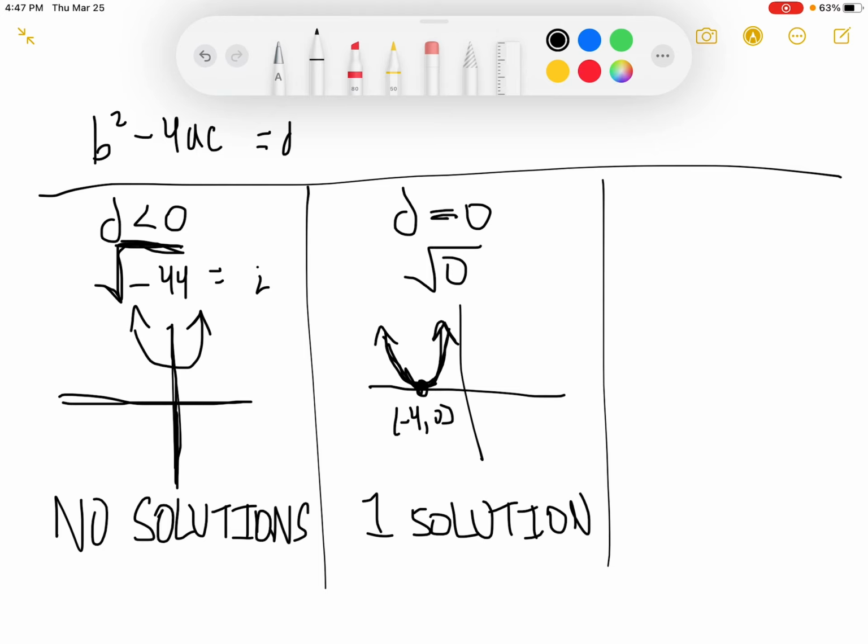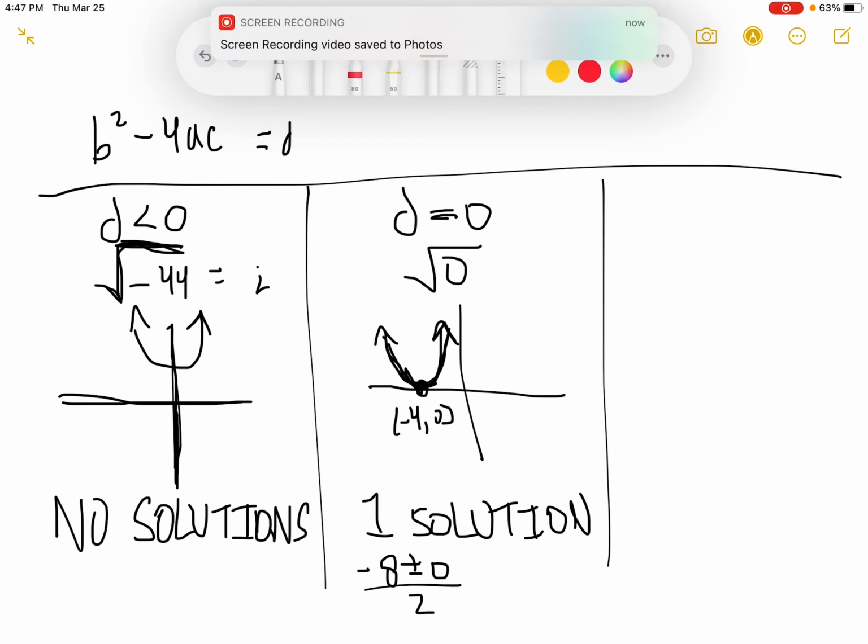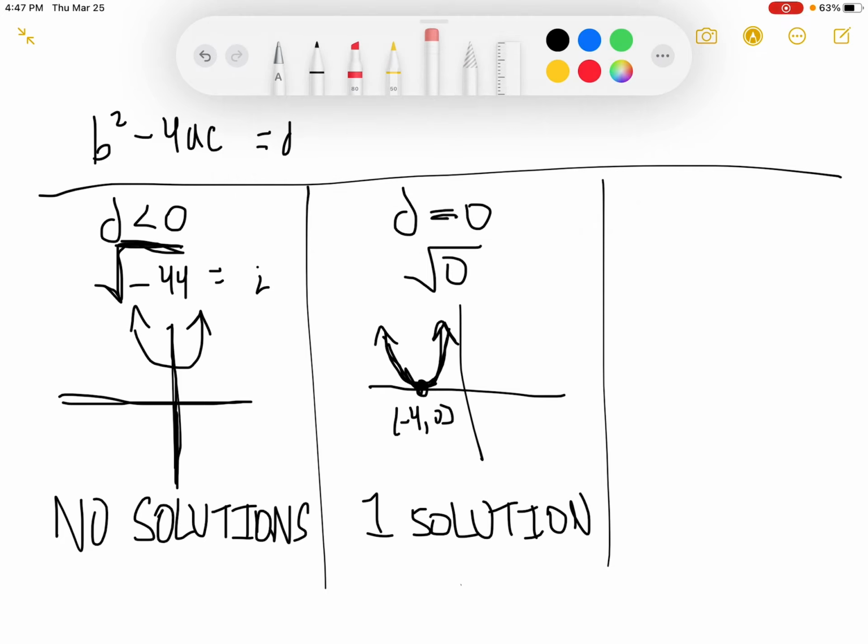That would mean that, let's say we had negative b, which was negative 8, plus or minus 0, divided by 2. So negative 8 plus 0 is negative 8, divided by 2 is negative 4. Negative 8 minus 0 is still negative 8, divided by 2 is negative 4. So it doesn't matter which one it is. They're both going to be the same thing. That's why there's one solution.